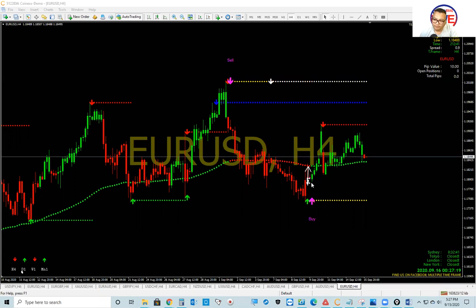Look, this is how I make money. All I'm trying to make money on is only these wicks here. These are the wicks. On the 5 minutes, it's freaking amazing. Look, you see those wicks in there?